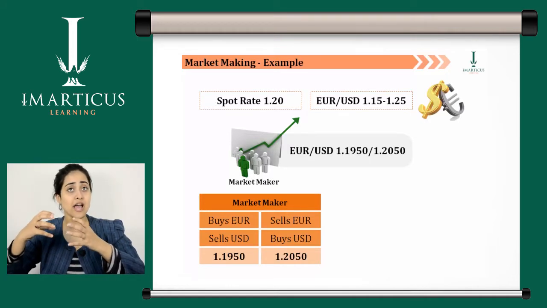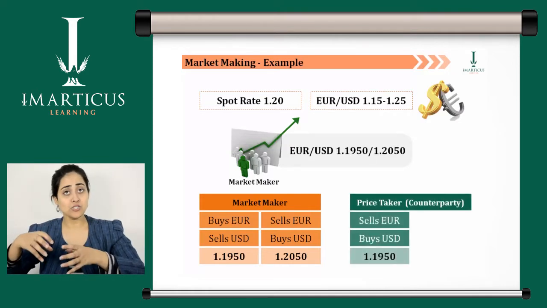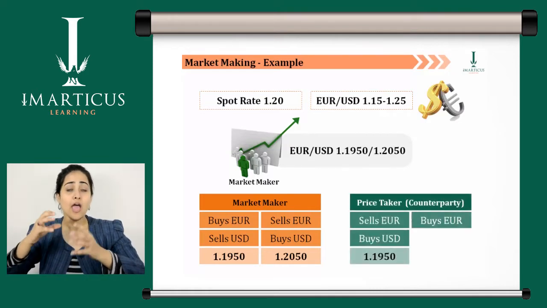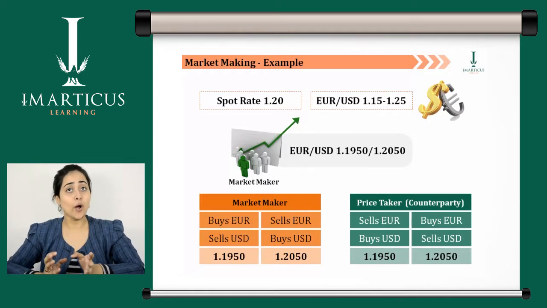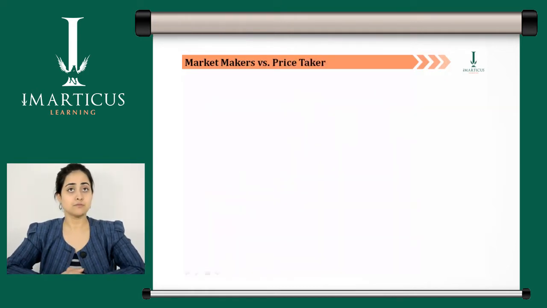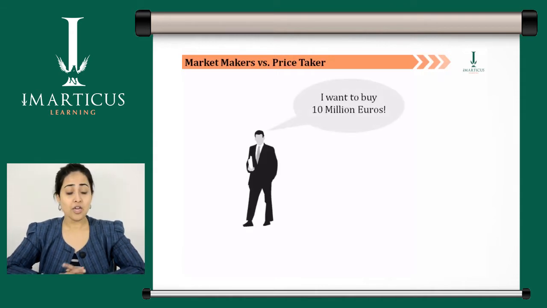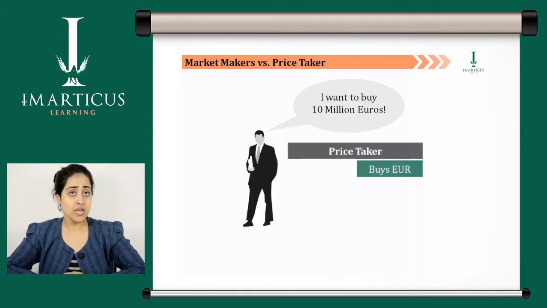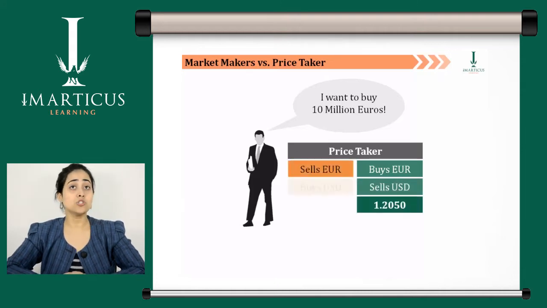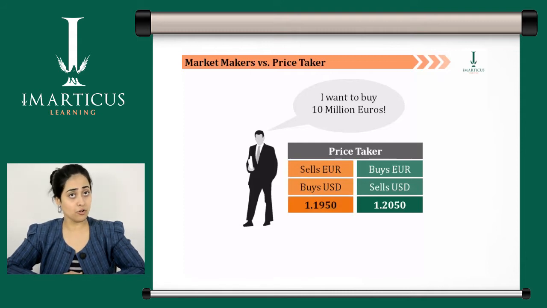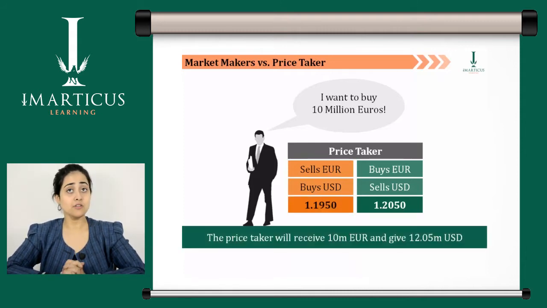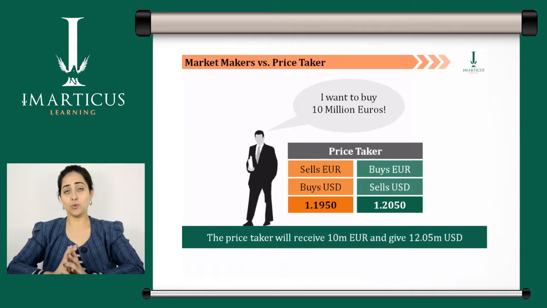And the price taker then has to sell Euro and buy USD at 1.1950 and buy Euro and sell USD at 1.2050. A price taker gives a requirement of buying 10 million euro. If you look at the direction of the price taker, you will see he buys Euro, sells USD at a rate of 1.2050. The chosen rate is therefore 1.2050. The price taker will then receive 10 million euro and pay 12.05 million US dollars.